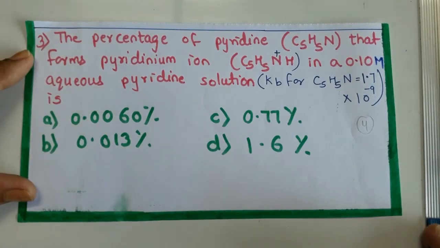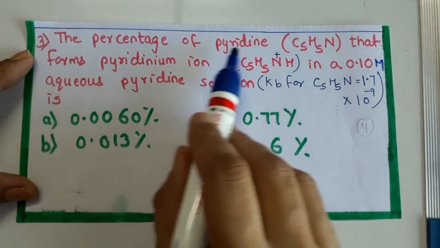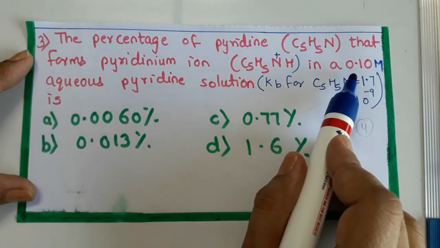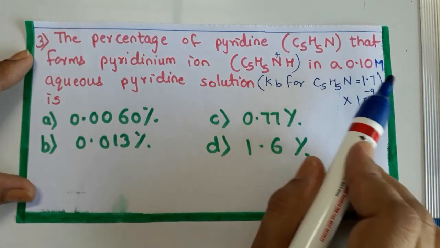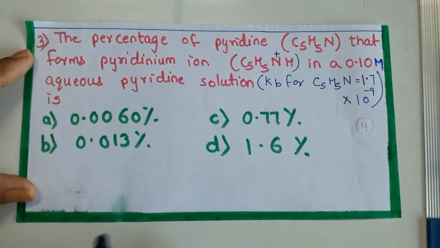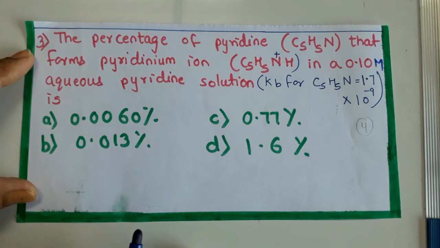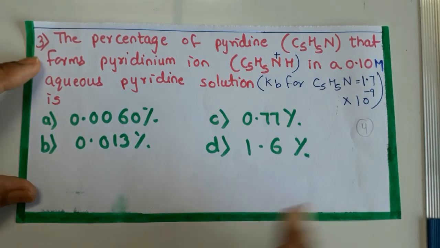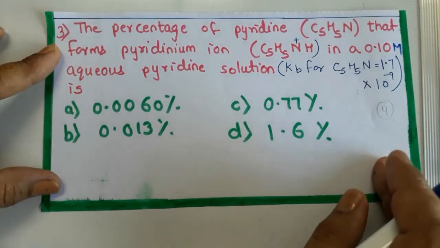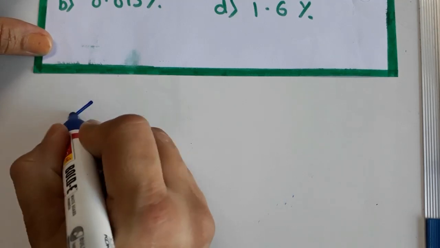We have this question with us: the percentage of pyridine that forms pyridinium ion in a solution which is 0.1 molar is dash. So we have to find out the percentage. Now this question is clearly an indication of alpha, that is, degree of dissociation. Now what is the formula of pyridine they have given? The formula of pyridine is this.